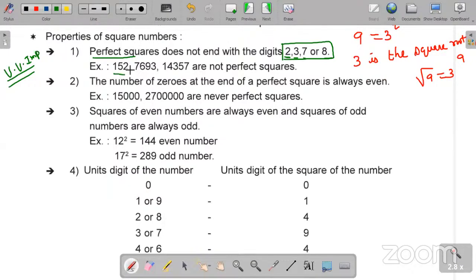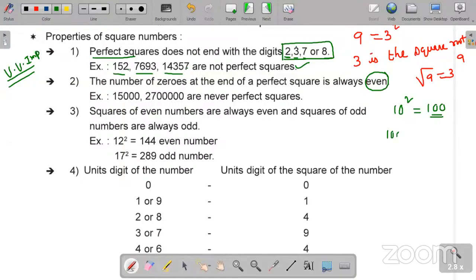That means 152 ends with 2, 7693 ends with 3, 14357 ends with 7. They are not perfect squares. And one more important thing you remember: the number of zeros at the end of a perfect square is always even. For example, 10 square means you get 100. Now count how many zeros are there? 2. 2 is an even number.